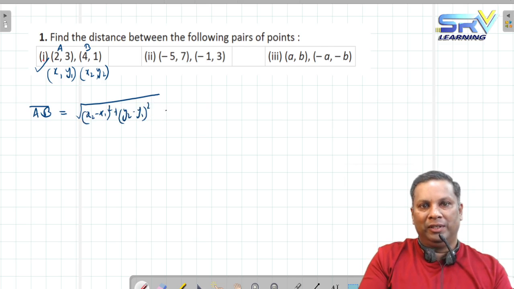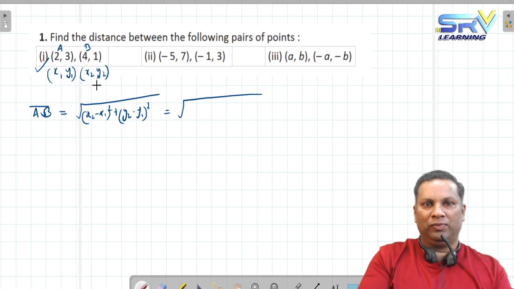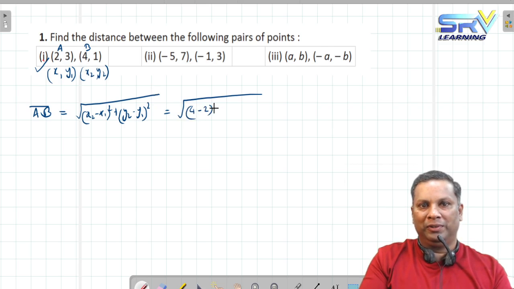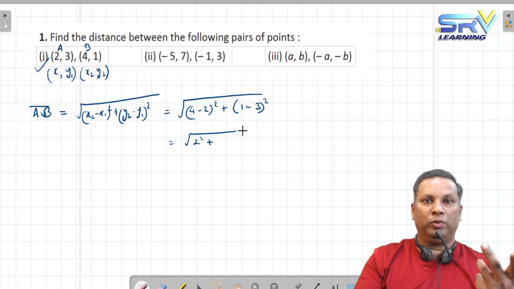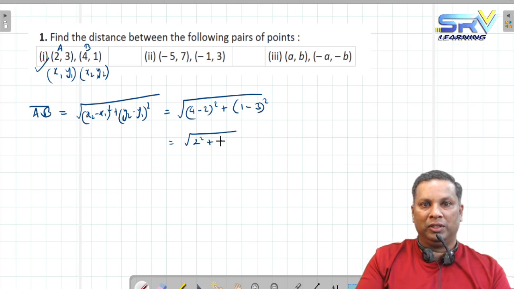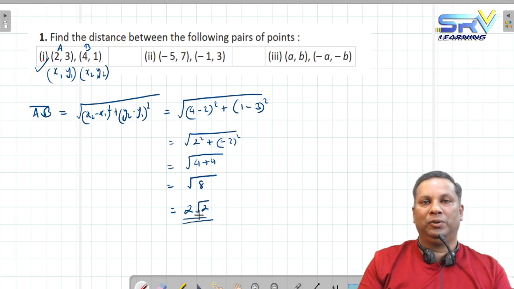Okay? So now let's go and put the formula here. x2 is 4, so it is 4 minus 2 whole square plus y2 is 1 minus 3 whole square. So this is root of 2 square plus, see, 1 minus 3 is minus 2 and minus 2 square is again 4. So this is root of 4 plus 4, which is root 8. Root 8 can be written as 2 root 2, isn't it? So the distance in this case, the answer is 2 root 2.